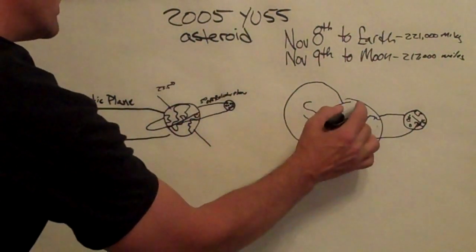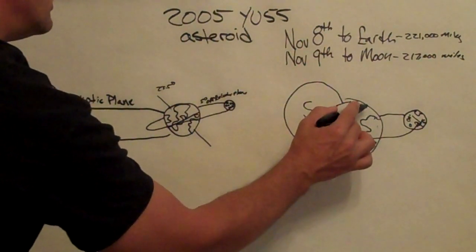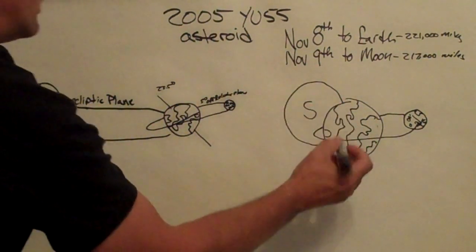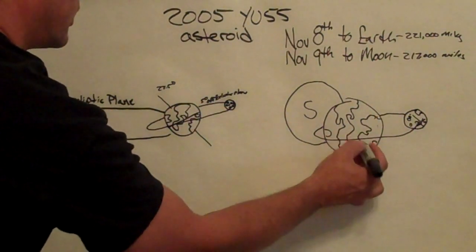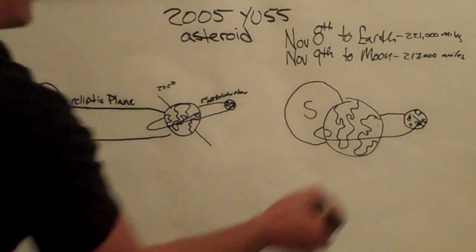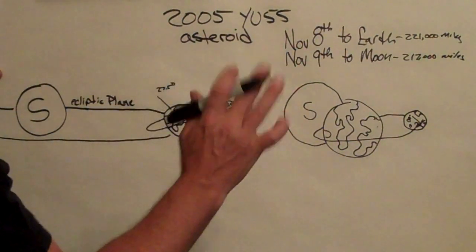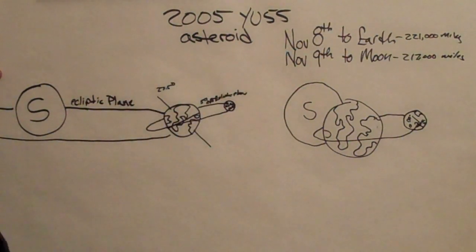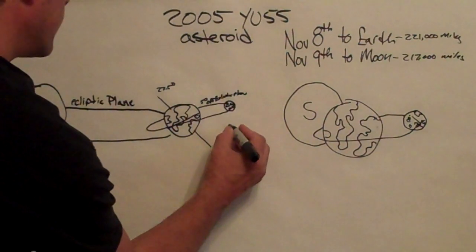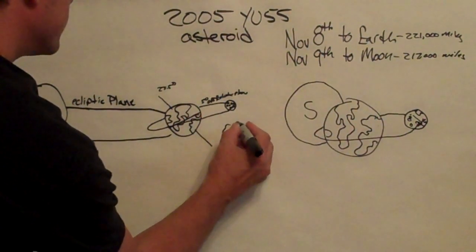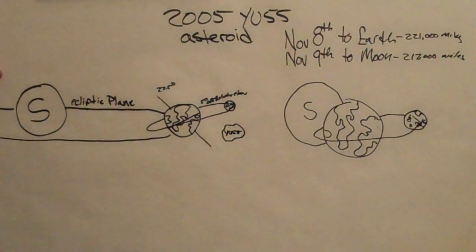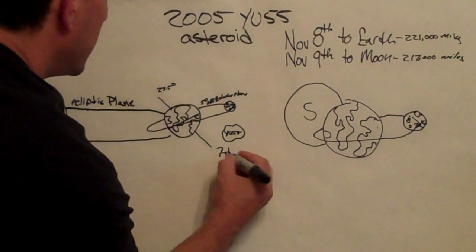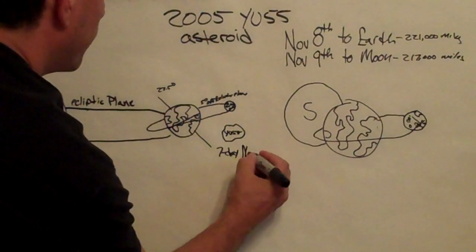and now this is tilted toward the sun. So actually, the south pole. Actually, I drew this wrong. Actually, you'd be seeing more of Antarctica there. But let's see if I can get to this. 7 days before, there it is. YU55. 7 days or November 1st.